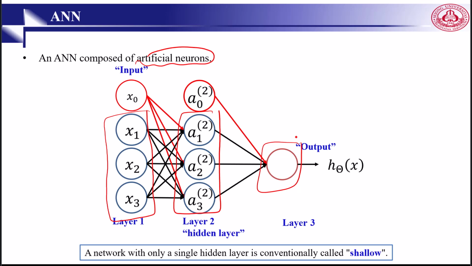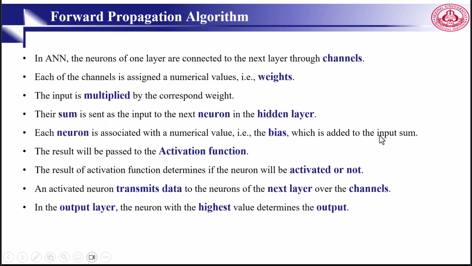If we have a single hidden layer, we call it a shallow neural network. If we have more than one, then we call it deep learning or deep neural networks. This X0 that you can see here is a bias for the input layer, and this one is the bias for the hidden layer, right? So these are the different layers of artificial neural networks. We have a feed forward, or forward propagation, algorithm, and we have a back propagation algorithm.